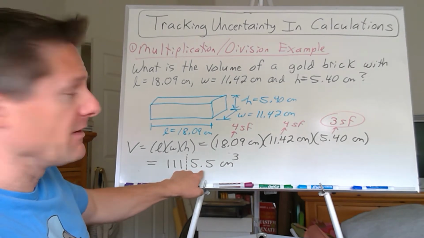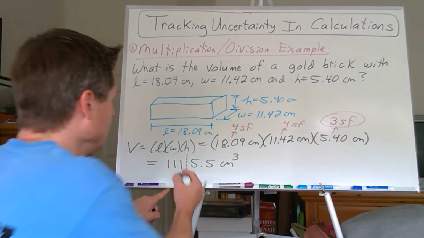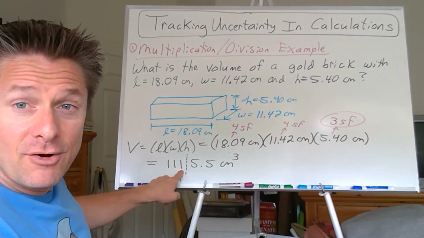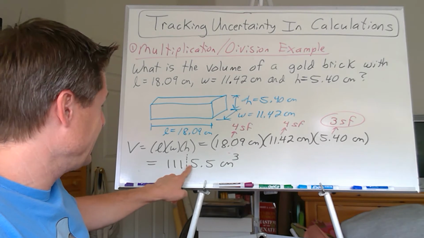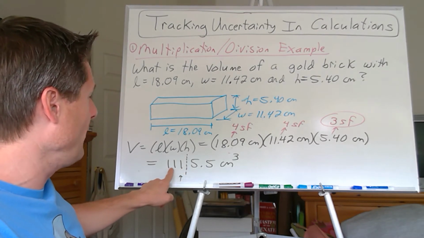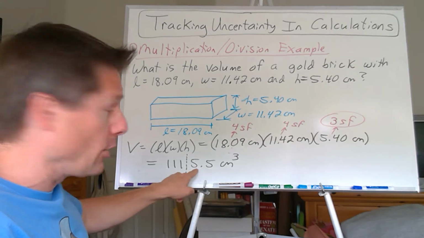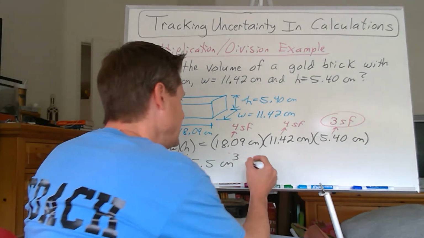So that's greater than 5, right? So this is my uncertain place right there. So I need to round it to that third significant digit, which happens to be in the tens place. So is it closer to 1,110 or 1,120? Well, that's closer to 1,120.